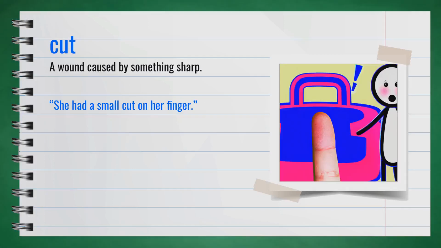The word cut, C-U-T, is a noun and can also be a verb. It refers to a wound caused by something sharp. Cut can be synonymous with incision or wound. For example, she had a small cut on her finger. It's a short form, but an important one in medical vocabulary. A cut is simply a wound caused by something sharp.